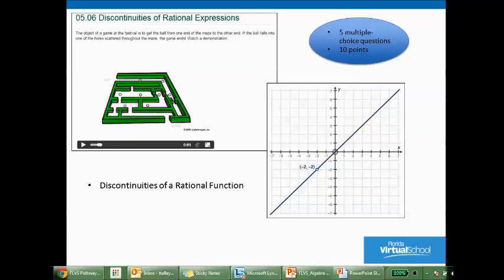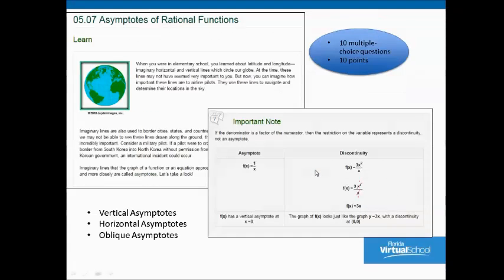5.06 deals with discontinuities of rational expressions. And in this graph down here, it shows the circle there where this is not defined. The assessment is 5 multiple choice questions worth 10 points. 5.07 is asymptotes of rational functions. We deal with vertical, horizontal, and oblique. The assessment is 10 multiple choice questions worth 10 points.